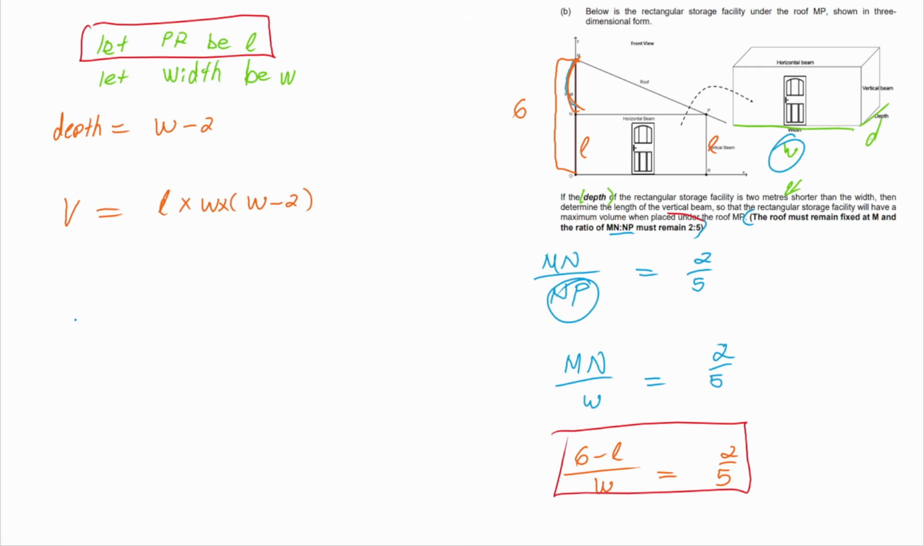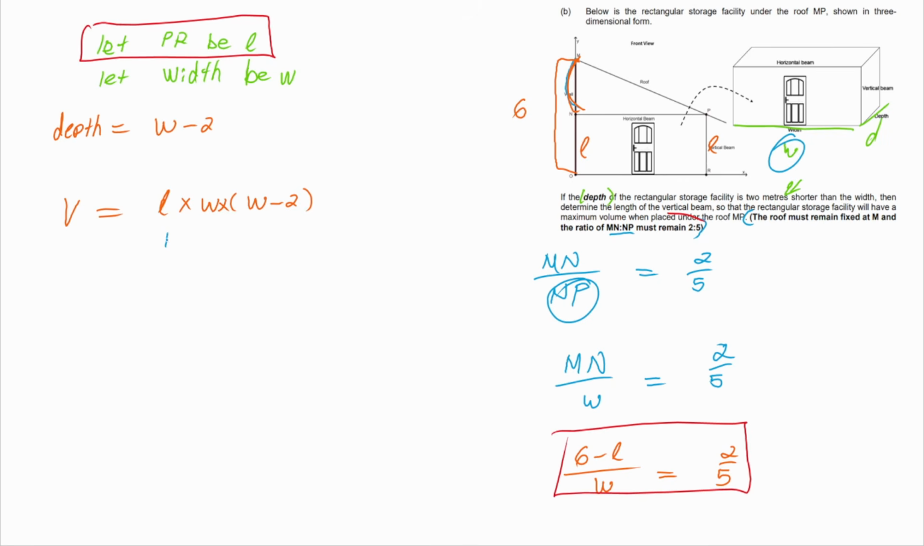All right, so we had (6 minus L) over W is 2 over 5. Let's cross multiply here. So we're going to get 5 times (6 minus L) equals 2W. So we get 30 minus 5L is 2W. All right, and what we want is this volume expression.